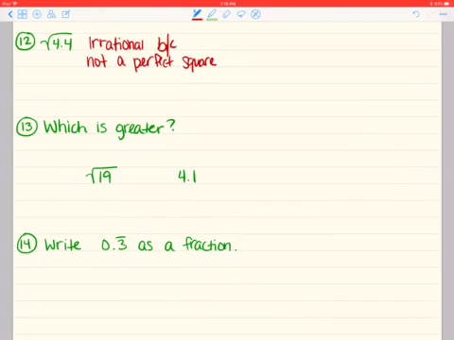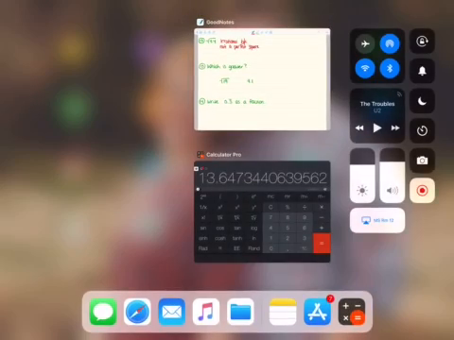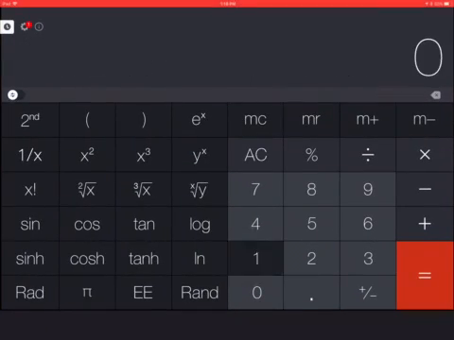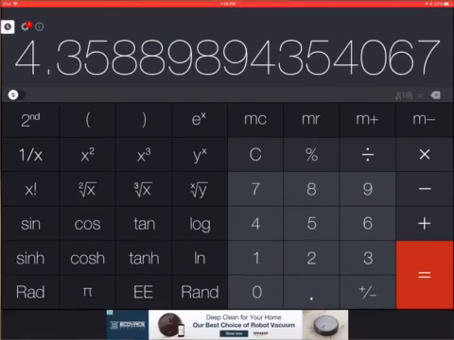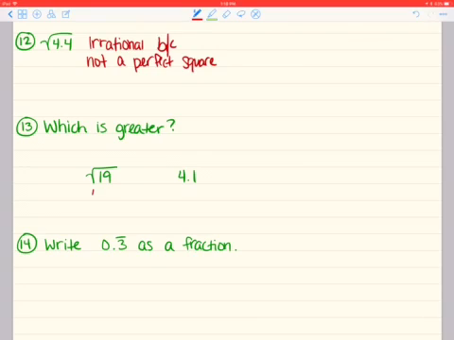Okay. All right, 13. Which is greater, square root of 19 or 4.1? So I need to know what the square root of 19 is first. So I'm going to come back over to my calculator. 19 and then square root, and you get about 4.4. So I want you to write that right there, and then that one is obviously bigger, so you can just circle that.